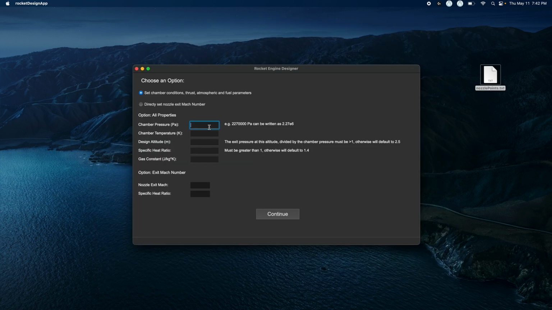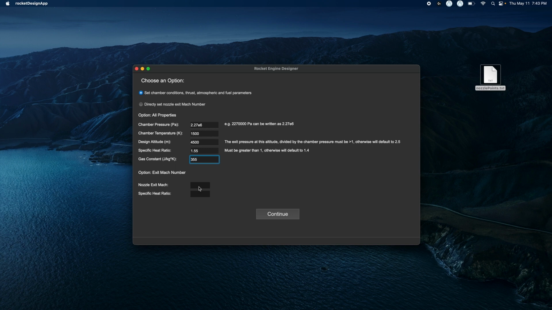This time I'll do all this here. So let me set the pressure as 2.276, the temperature as 1500 Kelvin, altitude is like 4500 meters, specific heat ratio I'll choose 1.55, and my gas constant as 355. Again, these parameters can be up to you. Make sure that they are realistic though, otherwise you'll just get errors.